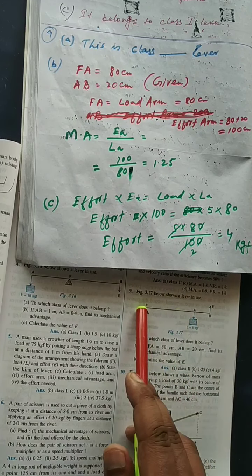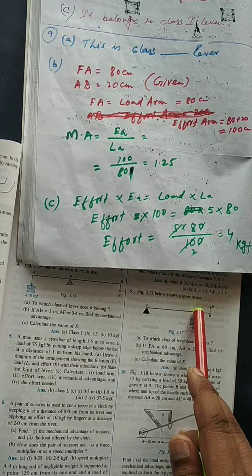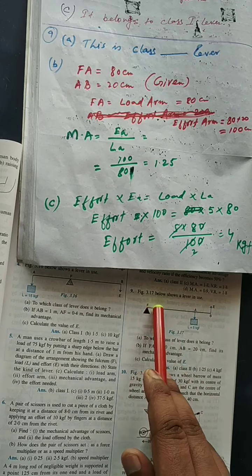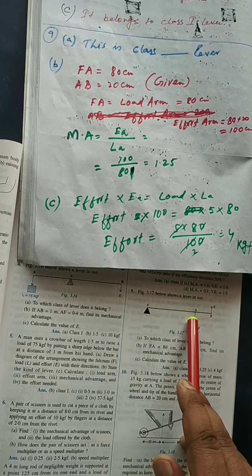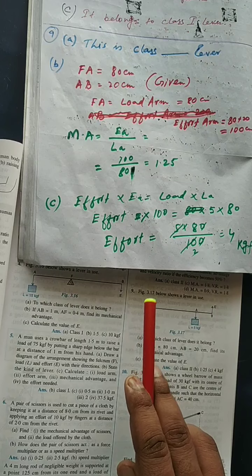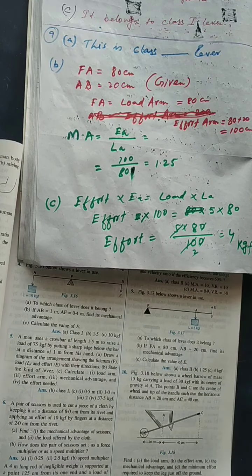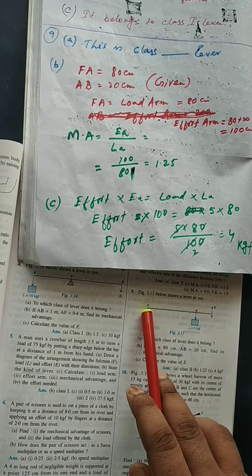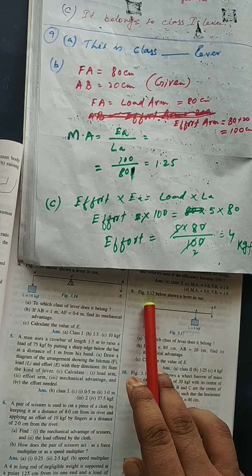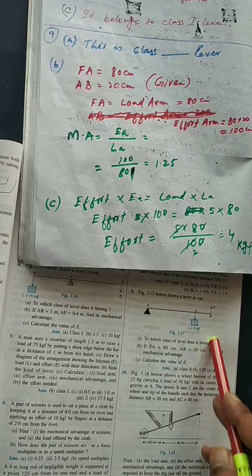Now what will be the Fa? The distance between fulcrum and load will be the load arm, and the distance between fulcrum and effort will be the effort arm. So Fa is the load arm and Fb is the effort arm. Okay, effort arm. Now load value is given.